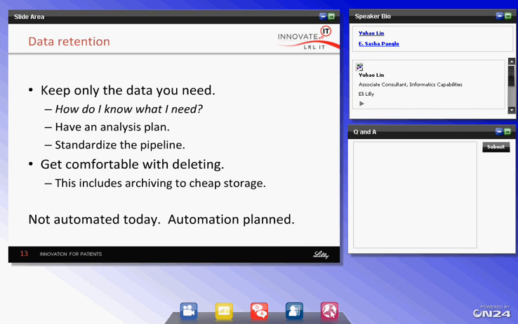We're talking about a lot of data here, and we simply can't afford to keep everything. So we need to get comfortable with removing stuff that we don't need, and this includes archiving some of the stuff that's no longer active, but you don't want to throw it away completely, so you could archive it to cheap storage. I just want to mention that we do this today, not in an automated fashion, but it is being automated.